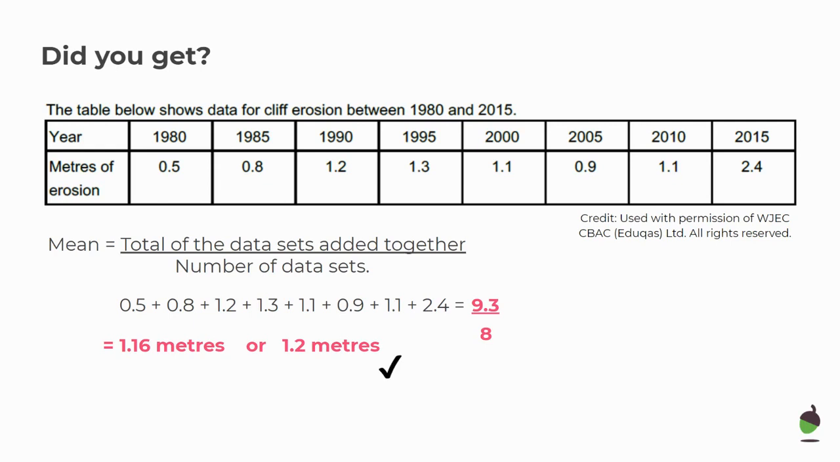The mode is the most common, so which number appears most frequently? If we look along that table, it is only 1.1 that repeats twice. So the mode of this data is 1.1 metres. Well done. It's tricky, but if you take it slowly, it's easy to achieve these maths questions.